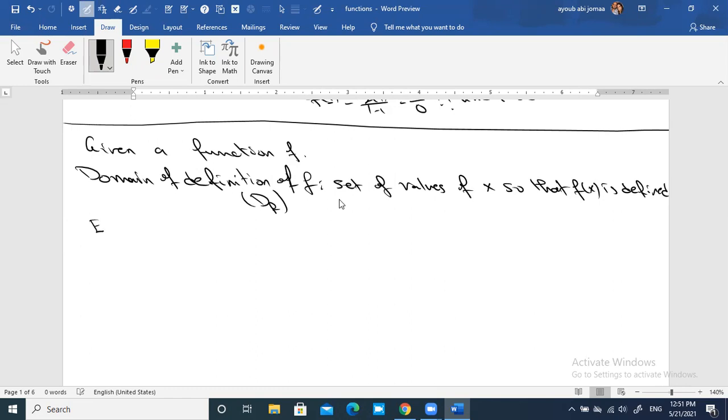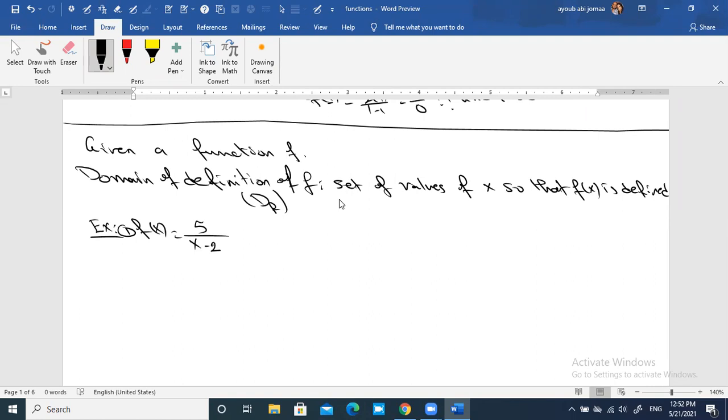Examples. Let's say the function f of x is equal to 5 over x minus 2. What is the domain of this function? What is the domain of definition of this function? For what values of x is this function defined? X belongs to any real number except 2. Why except 2?